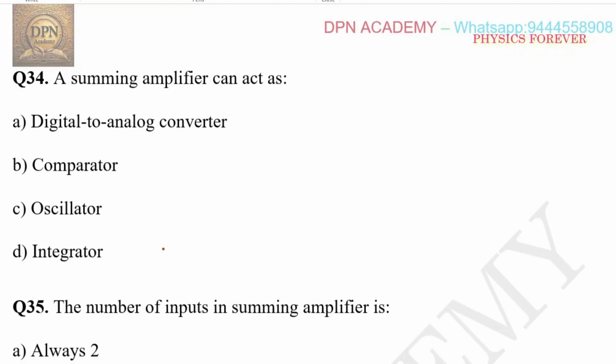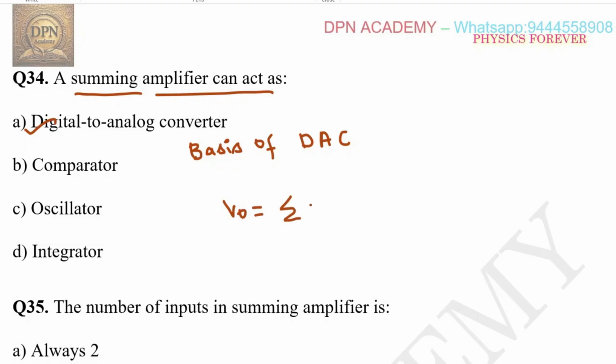Okay, then question number 34: a summing amplifier can act as what? Option A: a digital to analog converter. This is the basis of the digital to analog converter. A weighted sum makes the digital to analog converter possible. That is V0 is equal to the summation expression. So option A is correct.